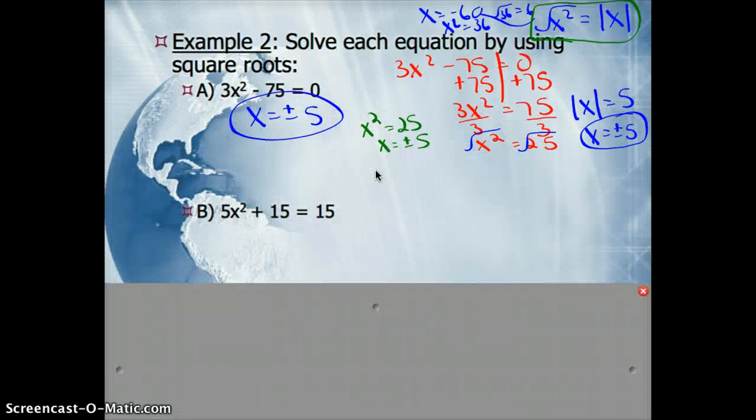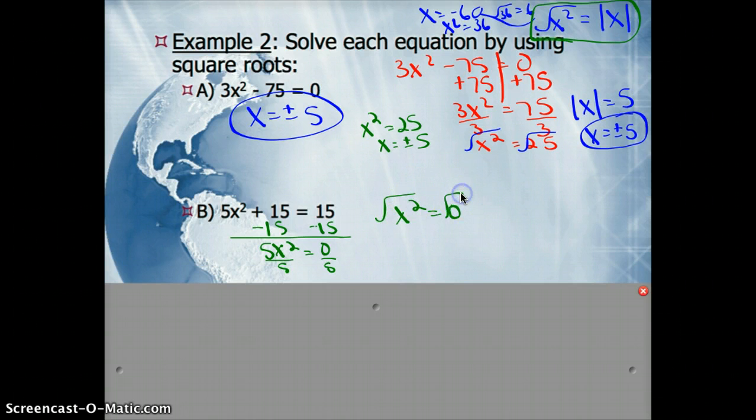5x squared plus 15 equals 15. In an equation like this, I would start by subtracting 15 from both sides. Then I get 5x squared equals 0. Divide both sides by 5, and I get x squared equals 0. If I take the square root of both sides here, I get absolute value of x equals 0. But there's only one number that has an absolute value of 0, and that is 0. So this equation only has one solution, whereas my first equation had two solutions.